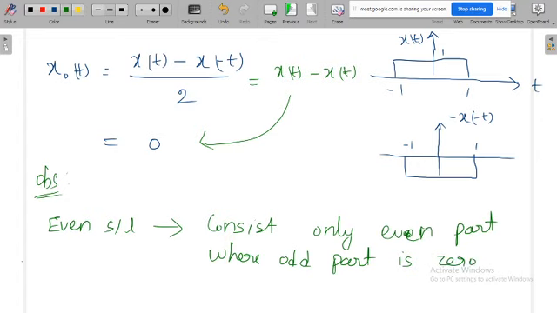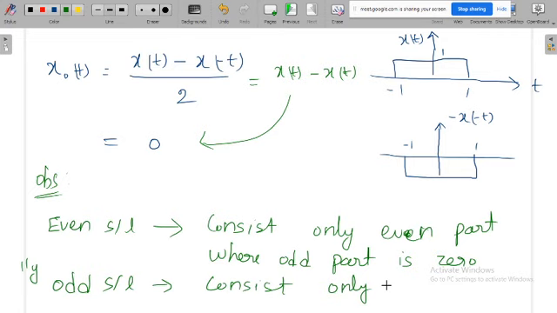Similarly, an odd signal consists of only an odd part, where the even part is 0.